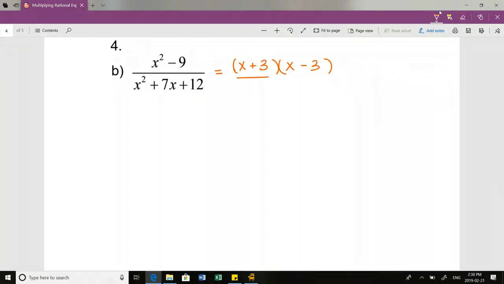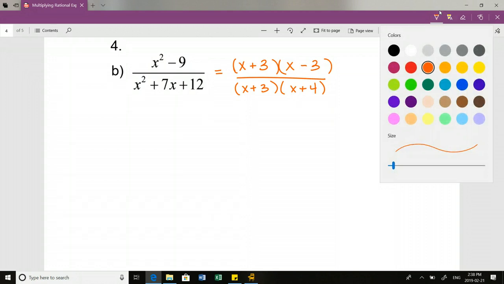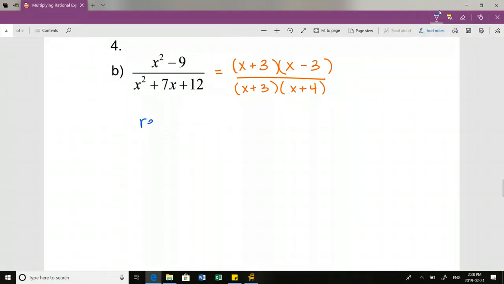3 and 3. Okay, now I want to common factor this guy on the bottom, so I'm looking for two things that multiply to 12 and add to 7. 4 and 3. Okay, so we factored. We want to restrict.